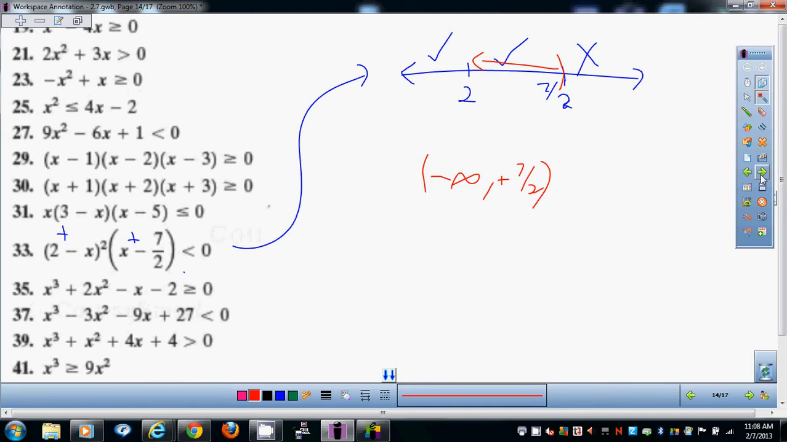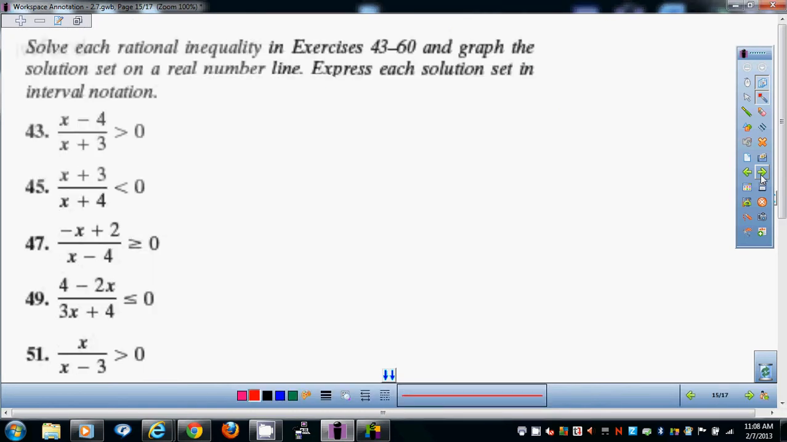Look at 43. What's going to make the denominator equal to 0? Negative 3. Now, everything we've done this year with fractions, that's all you had to look at, right? The bottom. Top didn't even matter. Well, the top matters now, because what's going to make that function equal to 0? 4, which will give us 0 over a number, which means it's going to cross the axis. So the two numbers you need to try on your number line on this one are 4 and negative 3.